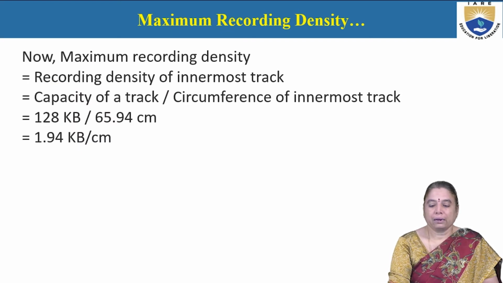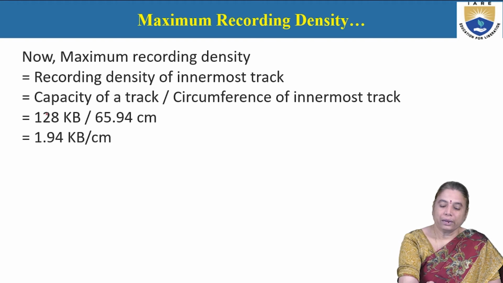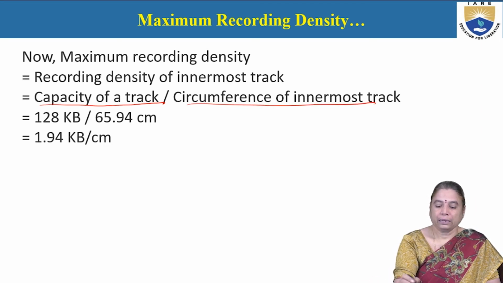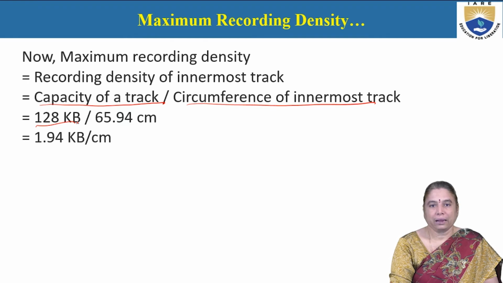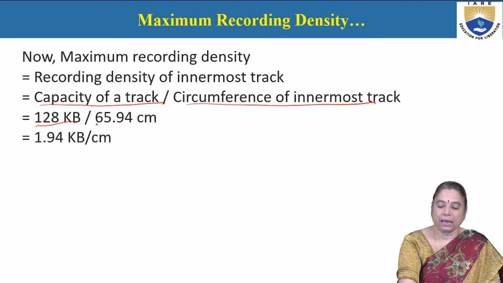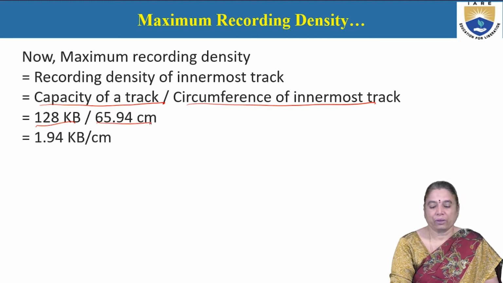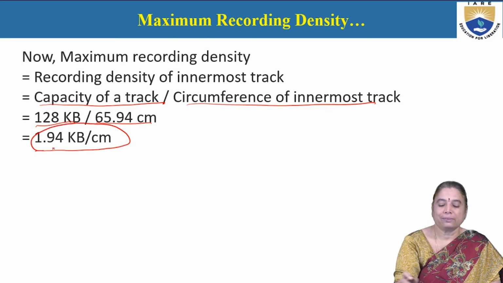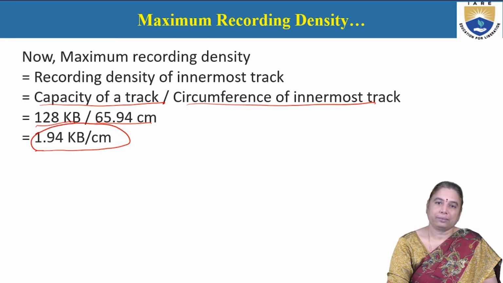What is the maximum recording density? Maximum recording density is recording density of innermost track. So, it can be calculated by capacity of a track divided by circumference of innermost track. The capacity is 128 kb that we calculated in the previous problem statements, and circumference also we calculated in the previous slide, 65.94. So, 128 kb by 65.94, that is approximately 1.94 kilobytes per centimeter, the maximum recording density.